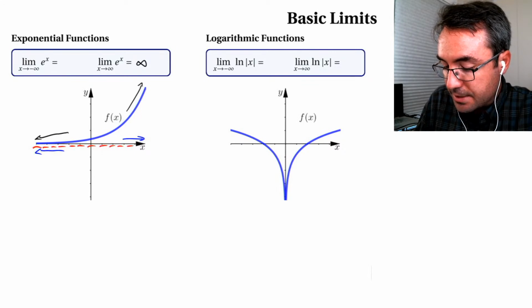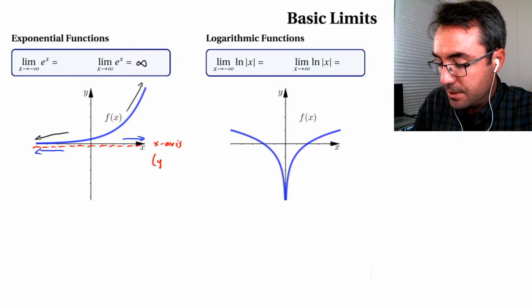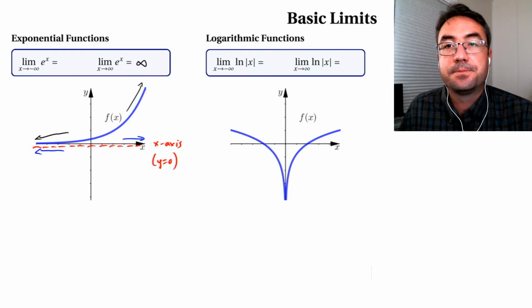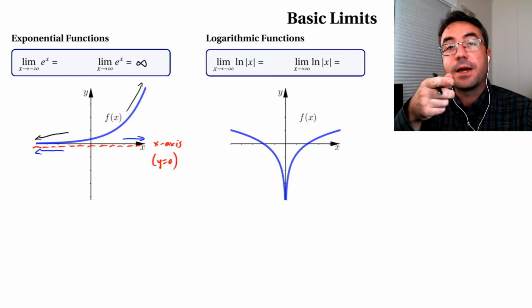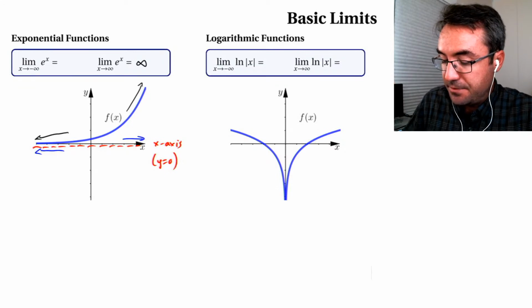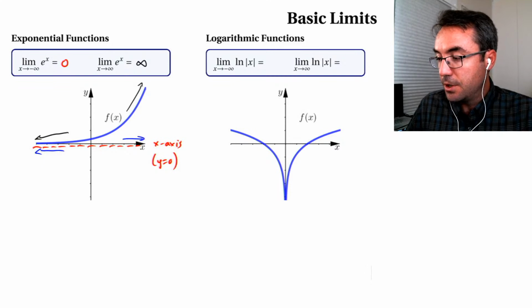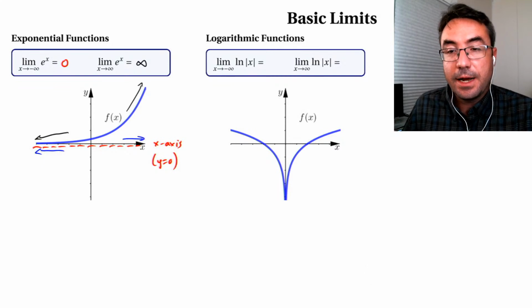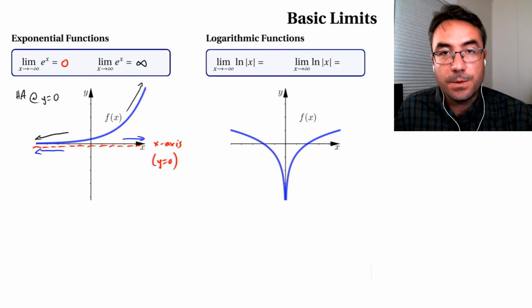It's approaching our x-axis here, which we know has an equation y equals 0. So for e to the x, as we go in the other direction, the limit as x approaches minus infinity is equal to 0. So here, for exponentials, we do have a horizontal asymptote, and it happens to be the x-axis, y equals 0.